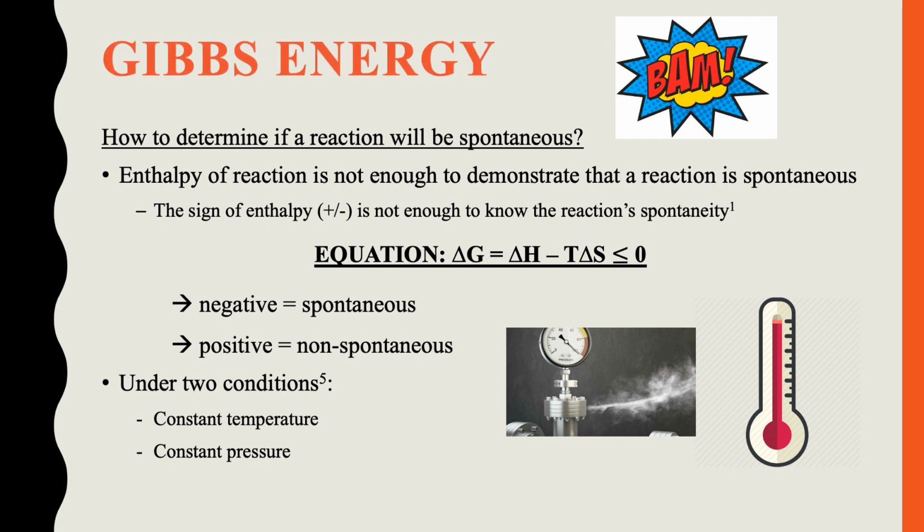Gibbs free energy. So how are we going to determine if a reaction is spontaneous? So the sign of the enthalpy or the entropy is not actually enough to know whether a reaction will be spontaneous. And so that's why we use this equation right here, which calculates the change in Gibbs free energy. And we calculate this by having the change in enthalpy subtracted by temperature times the change in entropy. And if that value is negative, then we know that the reaction will be spontaneous. If that value is positive, we know the reaction will be non-spontaneous. And this equation is valid under these two conditions, at constant temperature or at constant pressure.